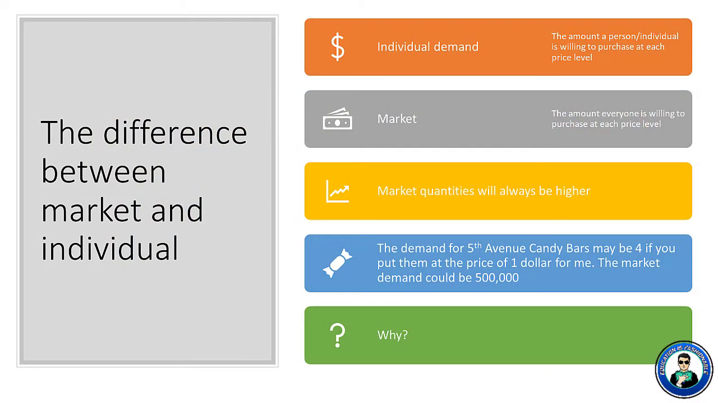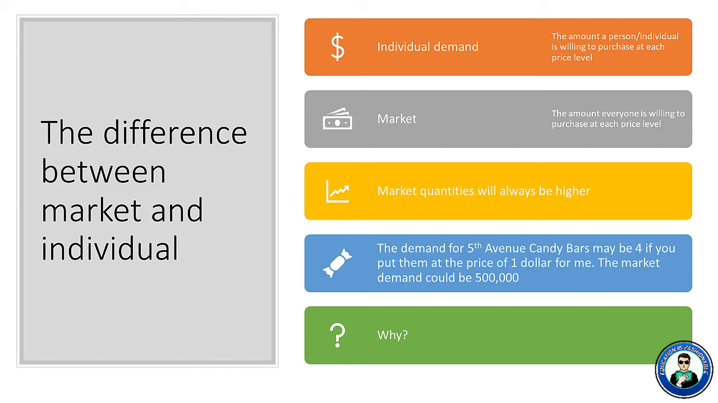Okay, last thing I want you to make sure that you are understanding is the difference between market and individual. Individual is pretty self-explanatory, right? How much an individual is willing to purchase at each price. And the market is just simply everyone. Again, we go back to the candy bars thing. If I were willing to buy one candy bar at $1, that would be my demand for $1, right? But for market, we'd have to take into account everybody at $1, okay? Everyone in the world. What's the demand for the candy bar?